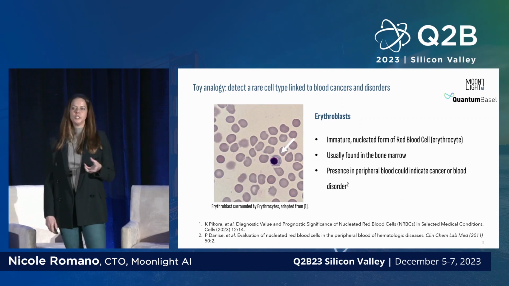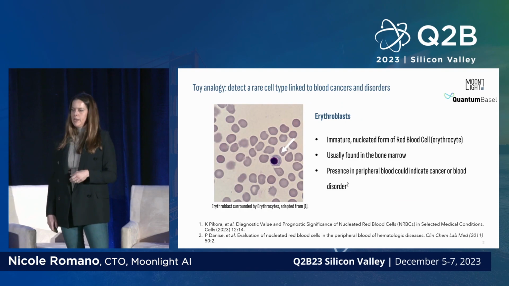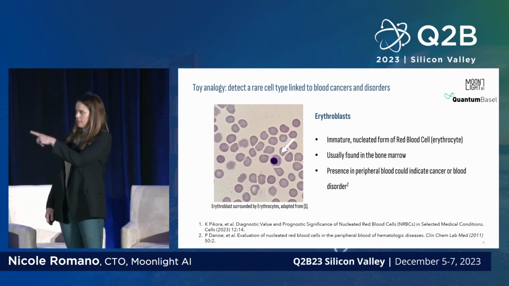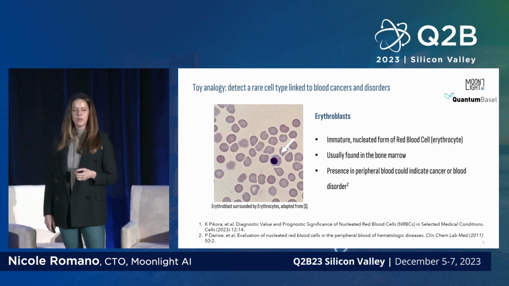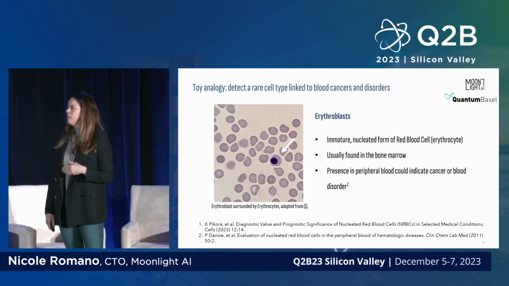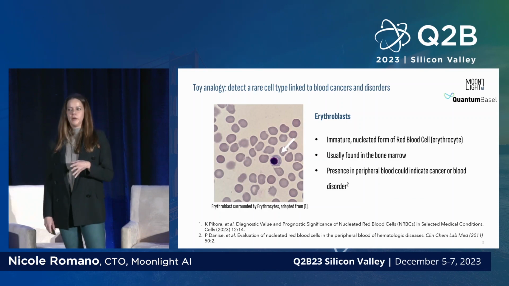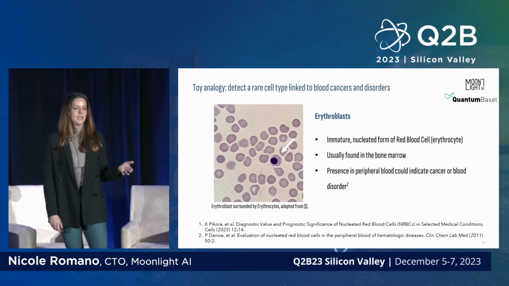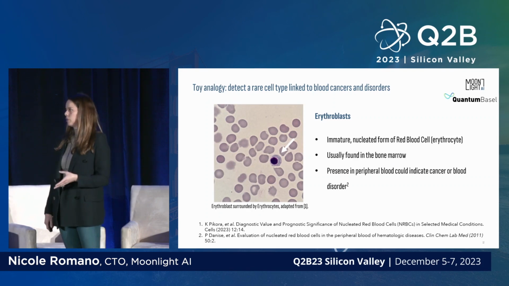Erythroblasts are an immature form of a red blood cell that actually has a nucleus, and so I show it here surrounded by mature red blood cells that do not have nuclei. The erythroblast is usually found in the bone marrow, but when it migrates to the peripheral blood, it may indicate that the patient has cancer or a severe blood disorder. So it's really important to be able to detect these cell types.